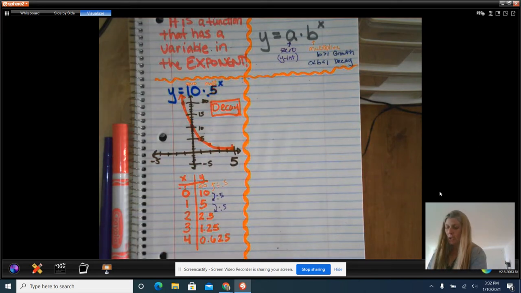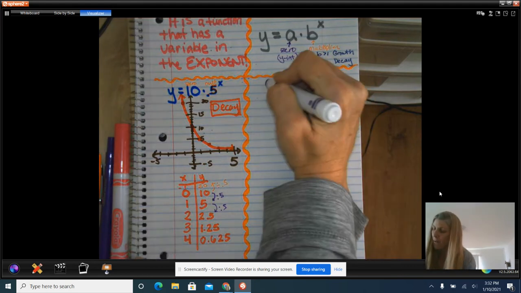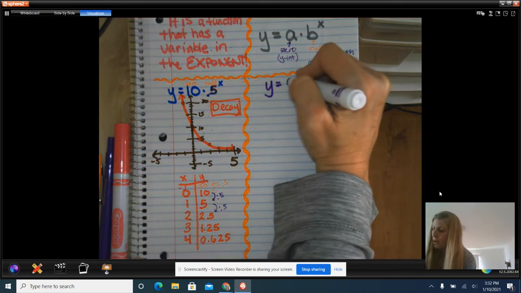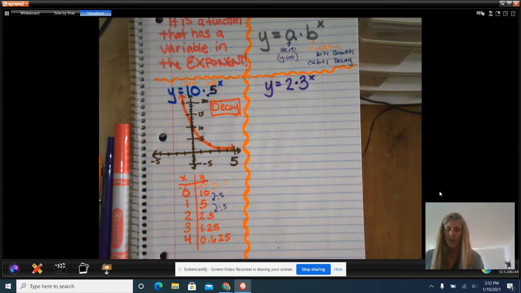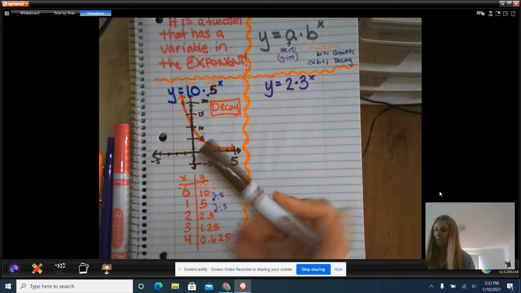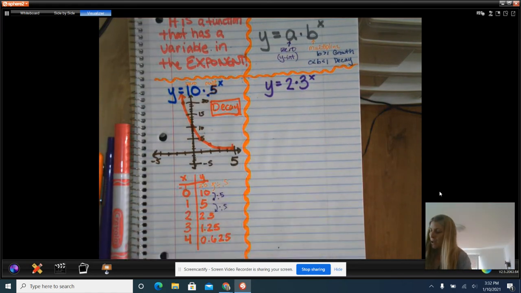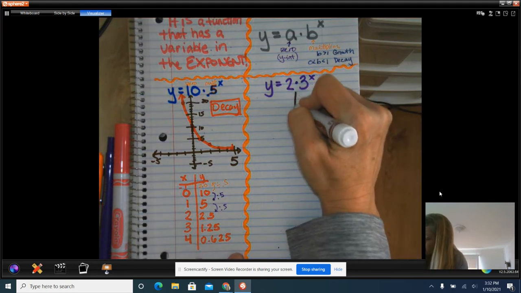Let's go ahead and take a look at an exponential growth pattern. So we have y is equal to 2 times 3 to the x power. And we're going to go ahead and do the same graph setup that we did here. So we're going to go -5 to 5 on the x-axis, and -5 to 20 on the y-axis. So let's go ahead and draw that.